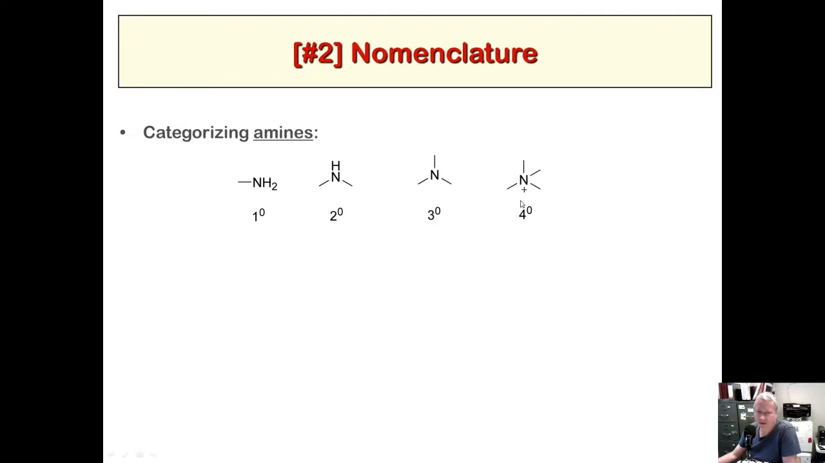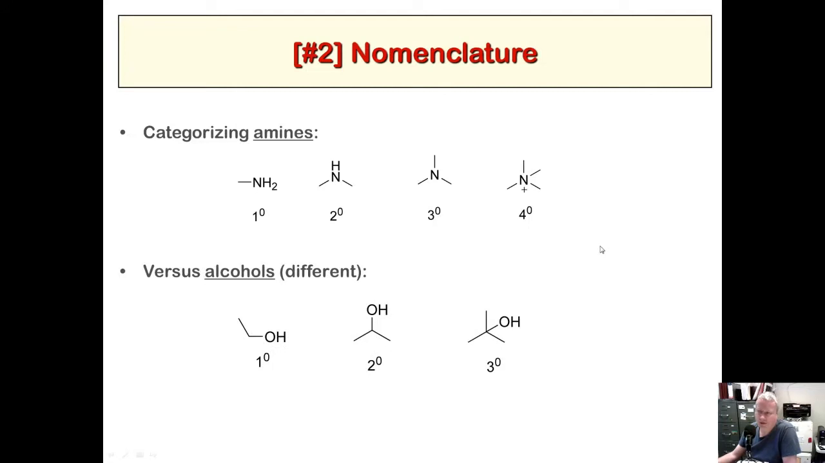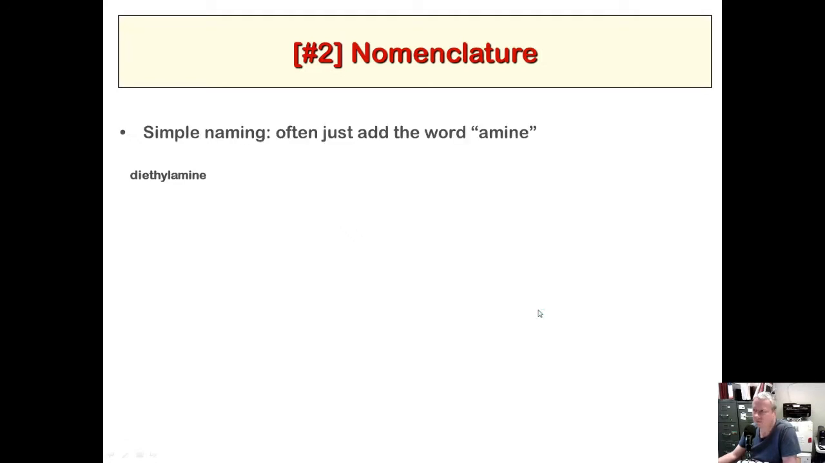Now this is a little different from the way we categorize alcohols. We also categorize alcohols as primary, secondary, or tertiary, but it's not due to the number of things on the oxygen, because you only have one thing on the oxygen. For alcohols, it's the number of things on the connecting carbon. A primary alcohol has one connecting thing, a secondary alcohol has two connecting things on the neighboring carbon, and a tertiary alcohol has three things on it. This is a little different, but we still use the same kind of categorization.